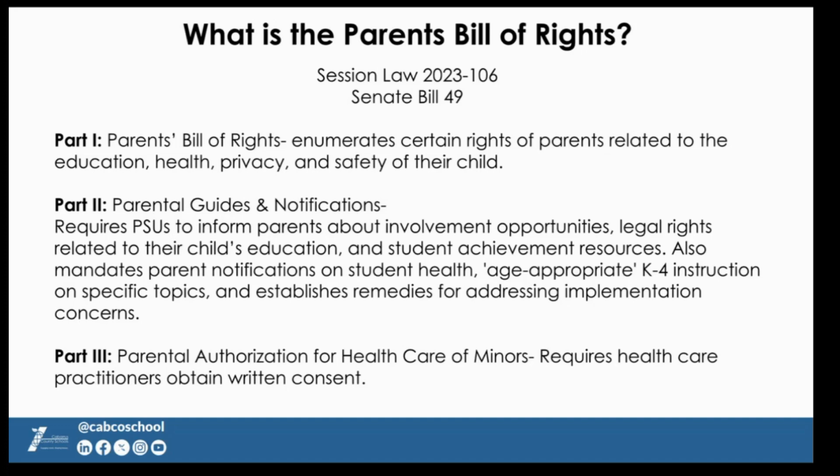Part 1 is the Parents' Bill of Rights, which enumerates certain rights of parents related to the education, health, privacy, and safety of their child. Part 2 focused on parental guides and notification, which requires public school units to inform parents about involvement opportunities, legal rights related to their child's education, and student achievement resources. It also mandates parent notifications on student health, age-appropriate K-4 instruction on specific topics, and establishes remedies for addressing implementation concerns. And Part 3, the parental authorization for healthcare of minors, which requires healthcare practitioners to obtain written consent before providing any form of healthcare services.